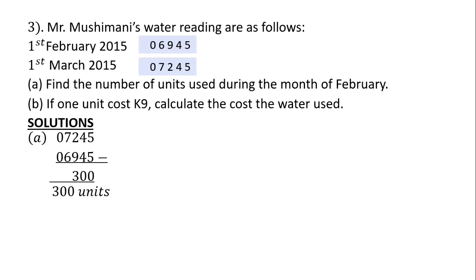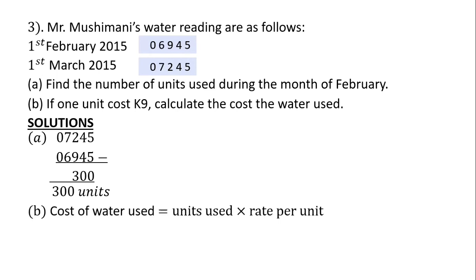If 1 unit costs 9 kwacha, calculate the total cost of the water which was used. So what we are supposed to do is to multiply 300 times 9 kwacha. So we are going to say cost of water used is equal to units used times rate per unit. So we'll say 300 times 9 kwacha will give us 2,700. Used 2,700 kwacha in the month of February. As simple as that.